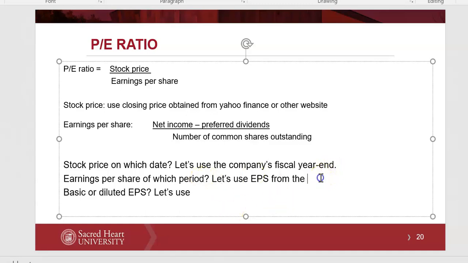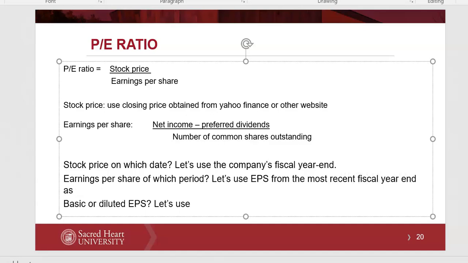So earnings per share of which period? We could look backwards and say the last year. We could look forwards and say our expectations, or what analysts expect for the future year. Both are used in practice. For simplicity, and because I want you using those financial statements every single week, let's use earnings per share from the most recent fiscal year ends. And remember that earnings per share number is shown on the income statement. We haven't really used it much so far this semester.